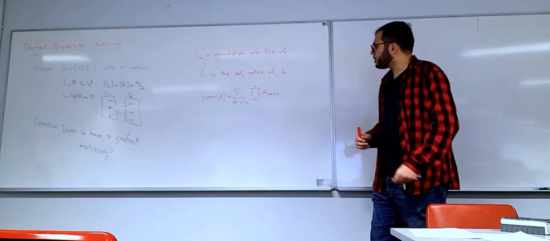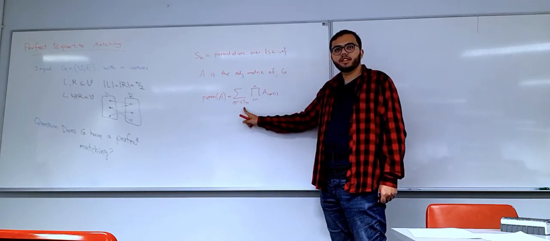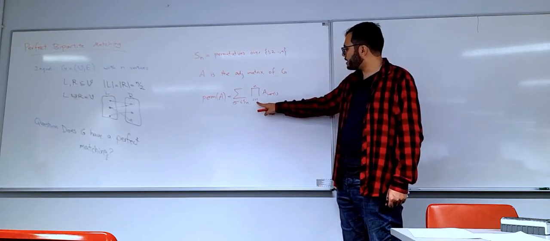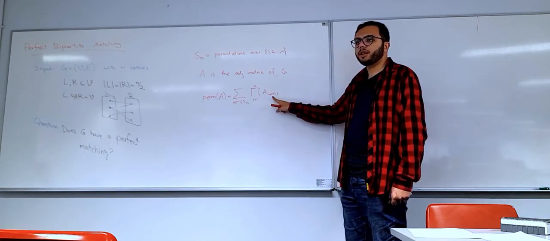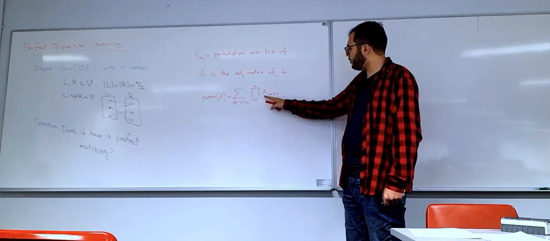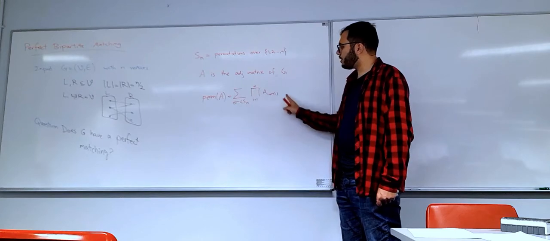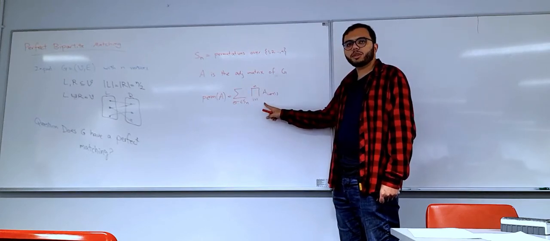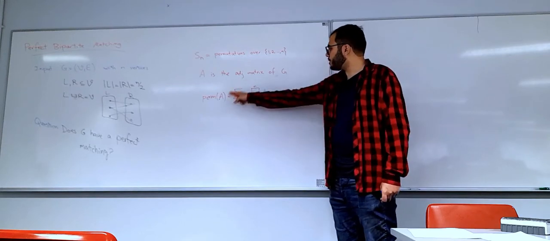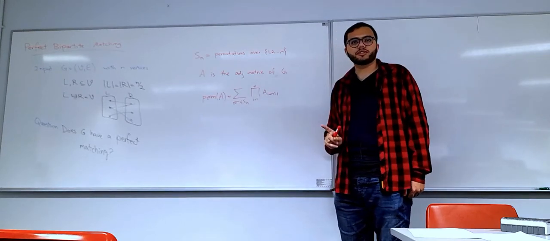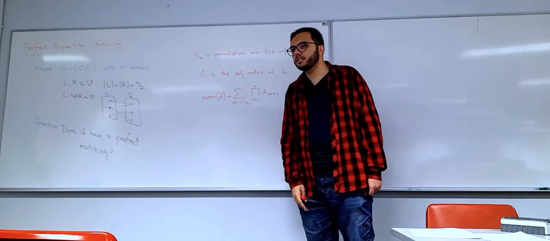Okay, so I take every possible permutation of my vertices, and for every vertex i I just look if i is a neighbor of sigma(i). Okay, and if they are neighbors, then this value is 1, otherwise it's 0. I multiply all of that together, that gives me a value for this particular permutation. And then I just sum it up over all of my permutations. And that's called the permanent of A.